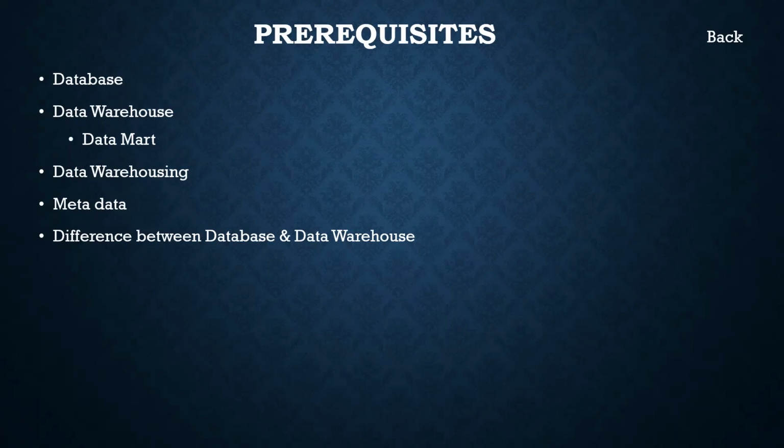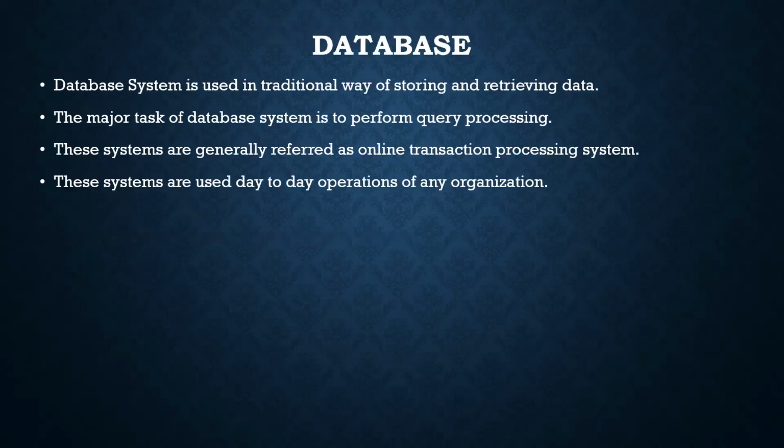So first, we are going to learn a brief about database, data warehouse, and other basic prerequisites. Then we will go to the data mining part. First, a database. What actually is the database? The database system is used in the traditional way of storing and retrieving the data. It means the basic or traditional way of storing the data.